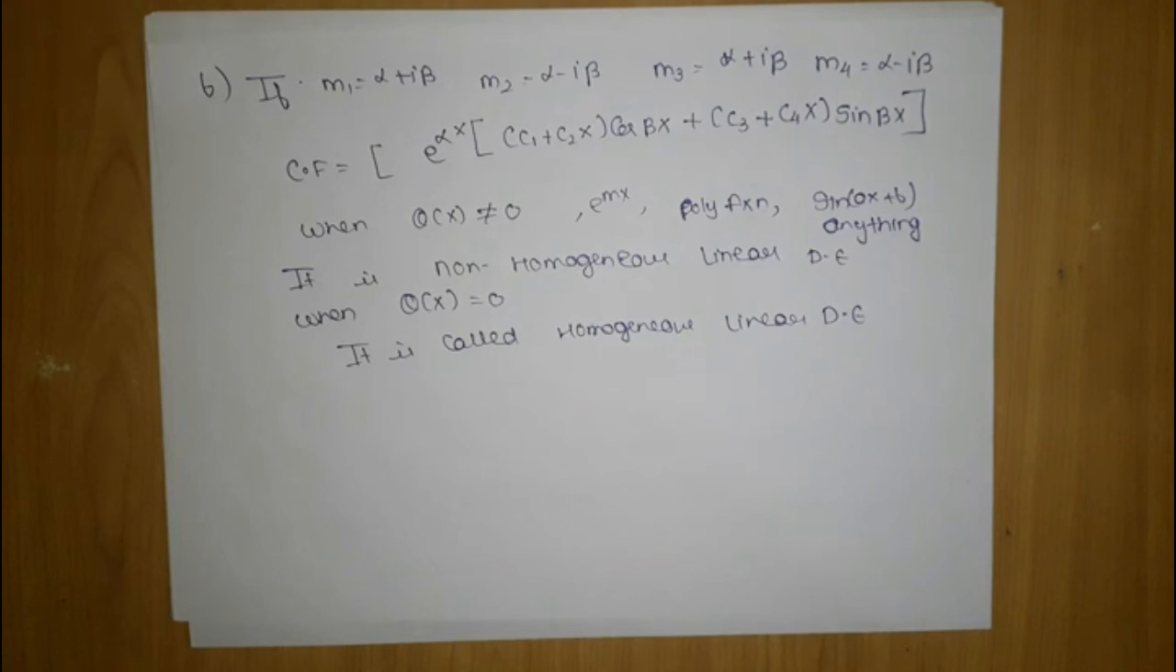So hope you have understood what a homogeneous linear differential equation means. When q of x is equal to 0 it is homogeneous; when q of x is not equal to 0, it is a non-homogeneous linear differential equation. With this we are going to wind up this session.